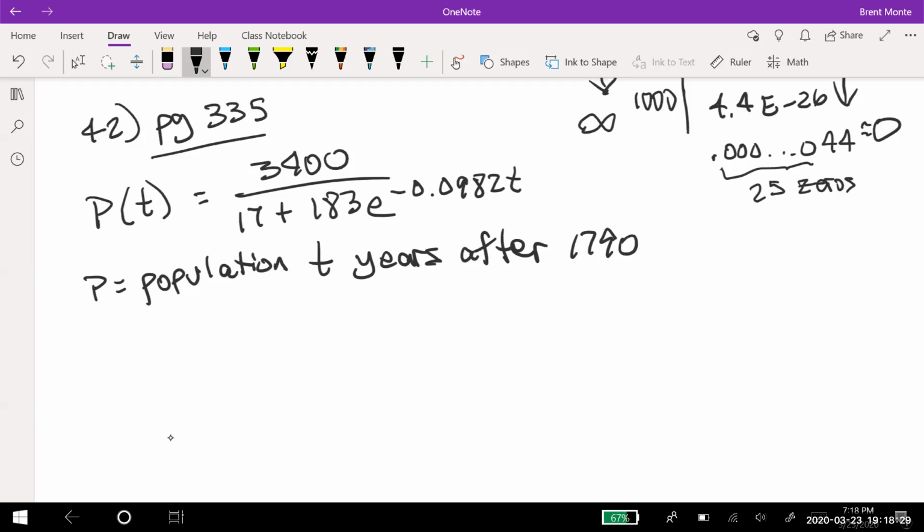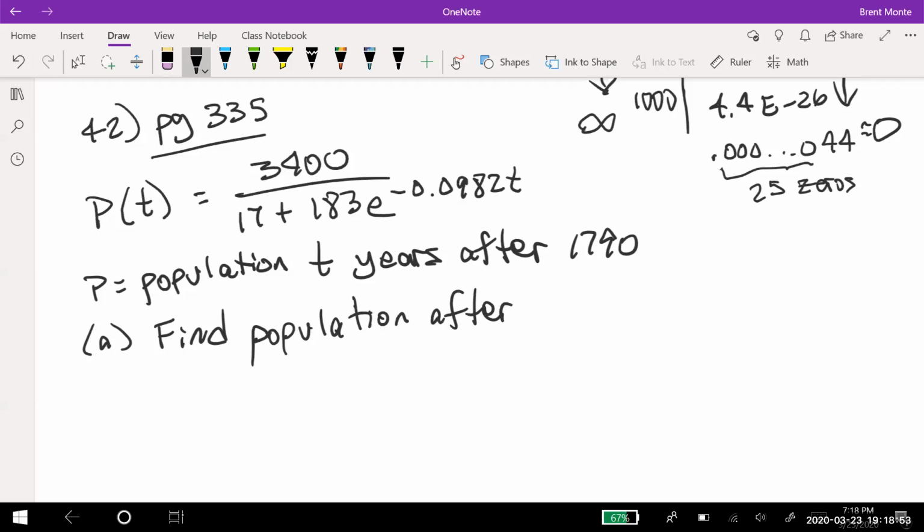All right, so part A says find the population on the island after 10 and 50 years. They throw in 75 also, but I don't want to do too many of these. They're all going to be the same. It'll be different numbers, of course. Find the population after 10, 50, and we'll do 75 years.